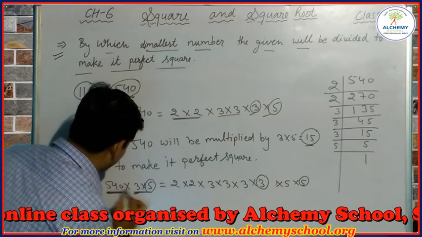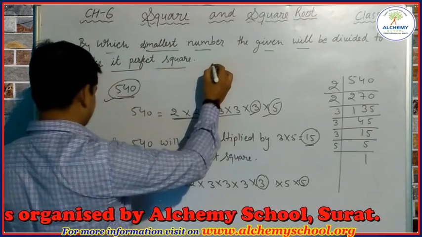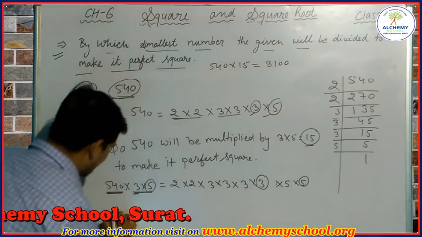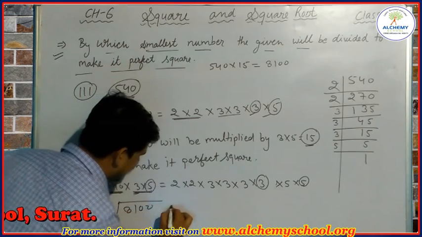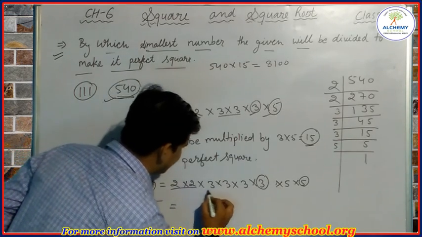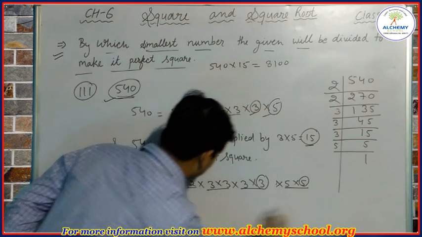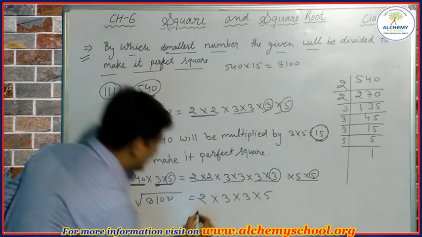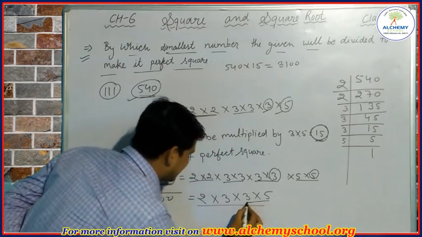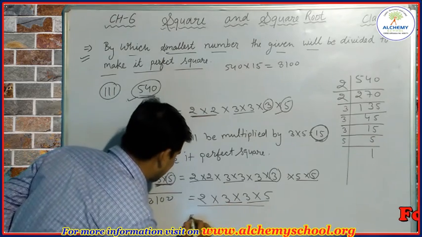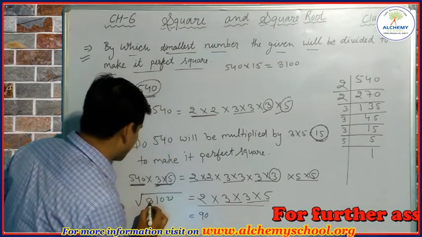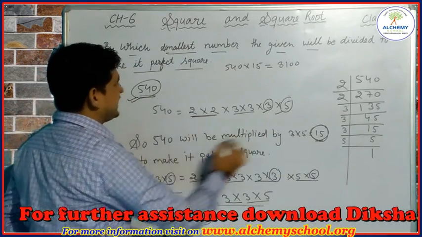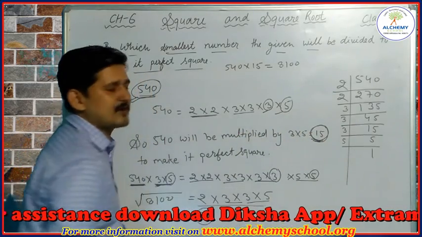Okay, so when we multiply 540 by 15, we get 8100, and the square root of 8100 will be, we have to make the pairs. This is one pair, two pair, three pair and one more pair. So we have to write 2 into 3 into 3 into 5. So when we multiply these values, 5 3s are 15, 15 3s are 45 and 45 2s are 90. So the square root of 8100 will be 90. So in this case, 540 will be multiplied by 15 to make it perfect square.